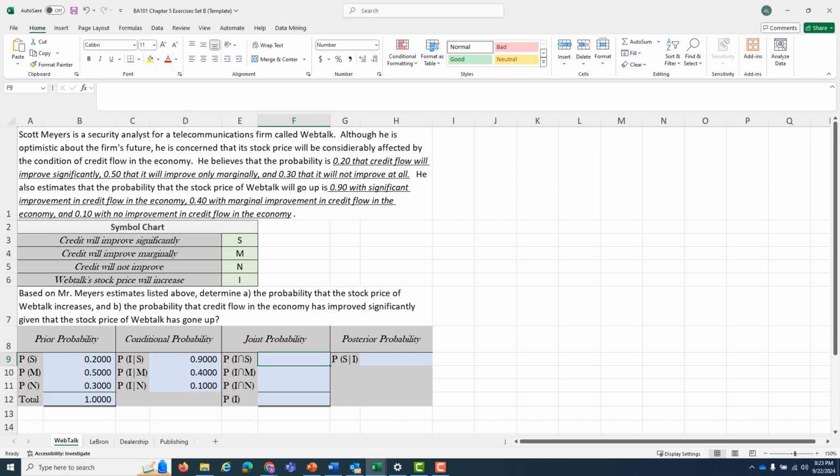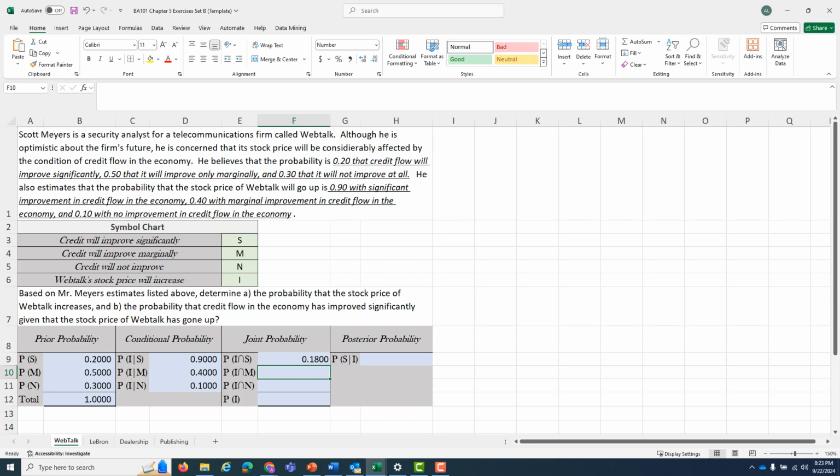So overall, starting from day one right here, the chance that we're going to have a significant improvement to credit flow and our stock price is going to increase is 18%. What about an increase if there is marginal improvement?